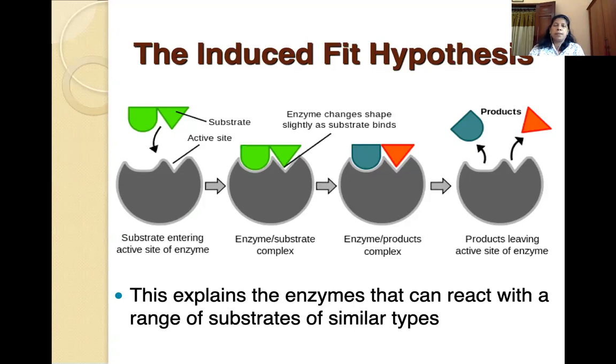Enzyme and substrates produce the enzyme-substrate complex, and then you can see that the two substrates now change, because the reaction is going on, supported by the enzyme. Now the reaction has happened. Therefore, the enzyme-products complex is formed. In time, the products leave the active site of the enzyme as products, and the enzyme is there as it is. You can see.